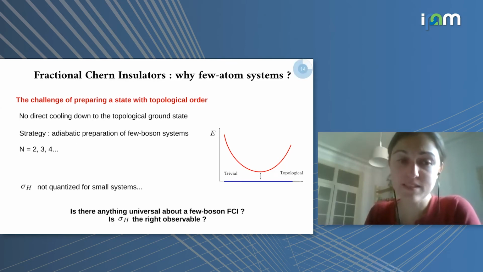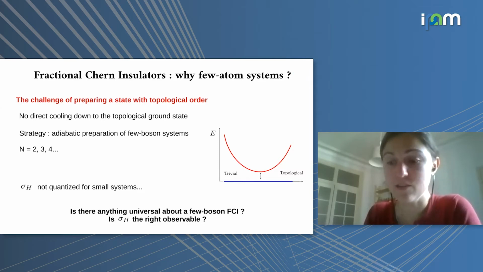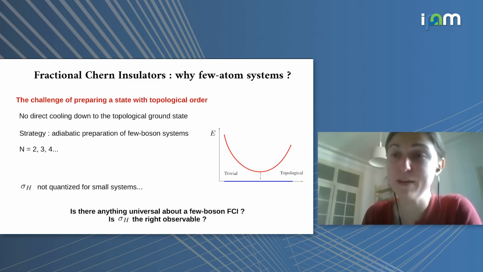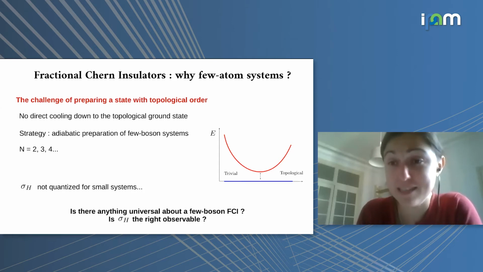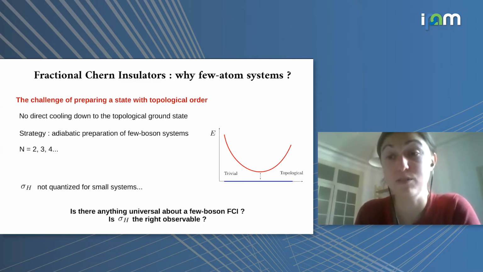The problem here is that the Hall conductivity is quantized in the thermodynamic limit, but there's no reason why it should necessarily be quantized for small systems. So on top of my first question, which was how to extract the Hall conductivity in cold atom systems, I have a second question, which is: is this quantity even going to be a good signature for my phase? Is it going to be universal at all when I have a very small system?